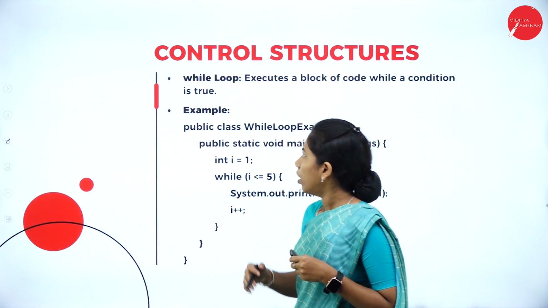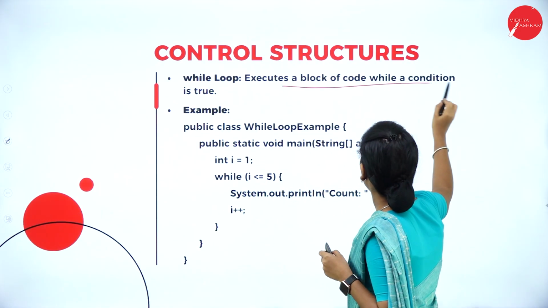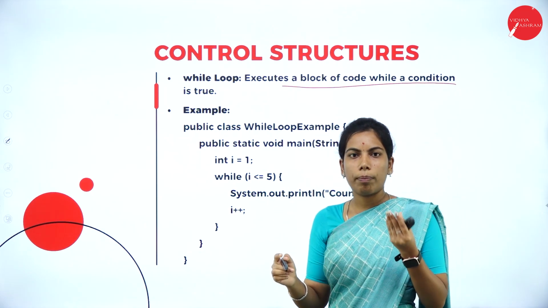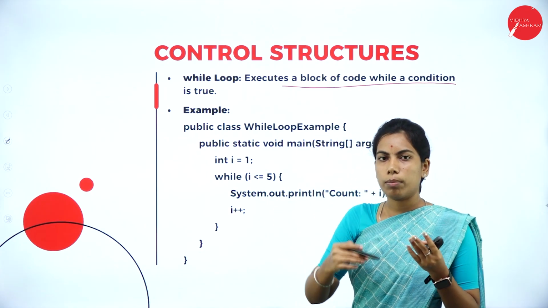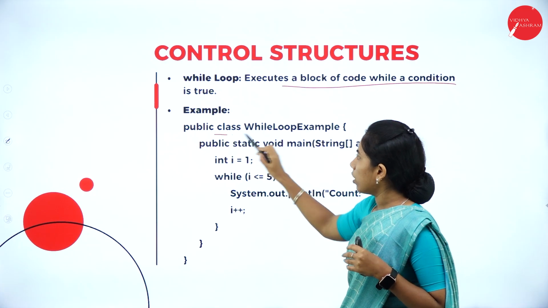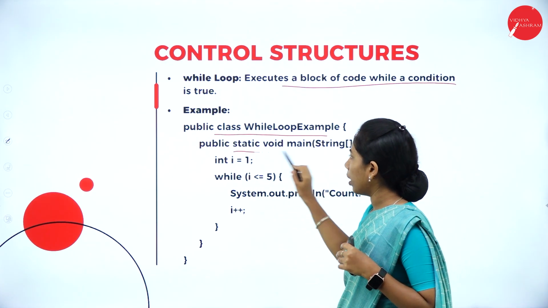And come to the while loop, which executes a block of code while the condition is true. We have to apply some certain condition, then only it will be printed. So see the example, call the main function.